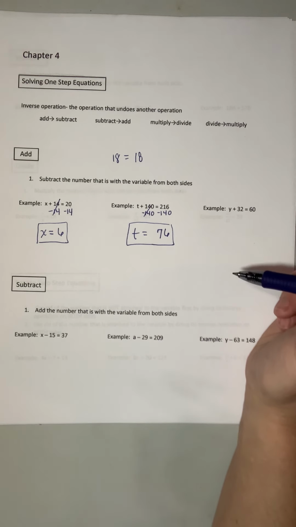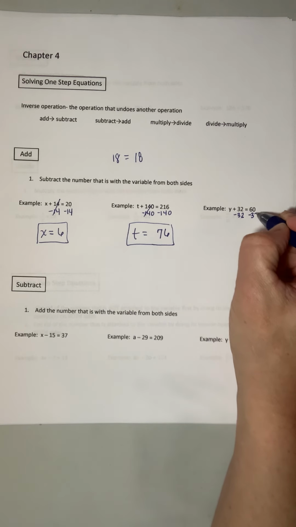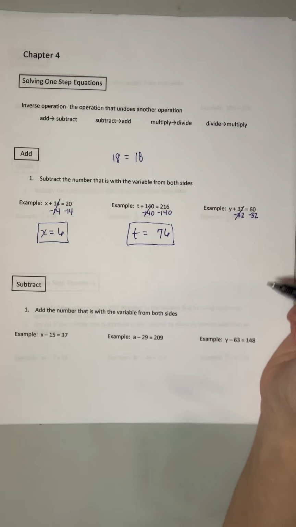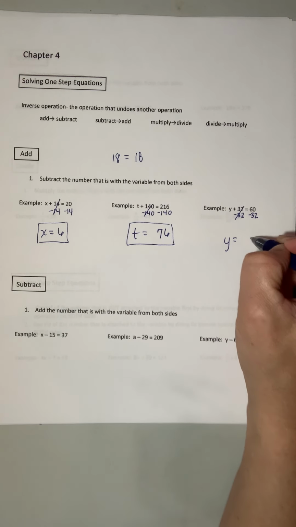This one we're solving for y. We're going to subtract the number that's with the variable from both sides. 32 minus 32 is 0. You're left with y. And 60 minus 32 would be 28.